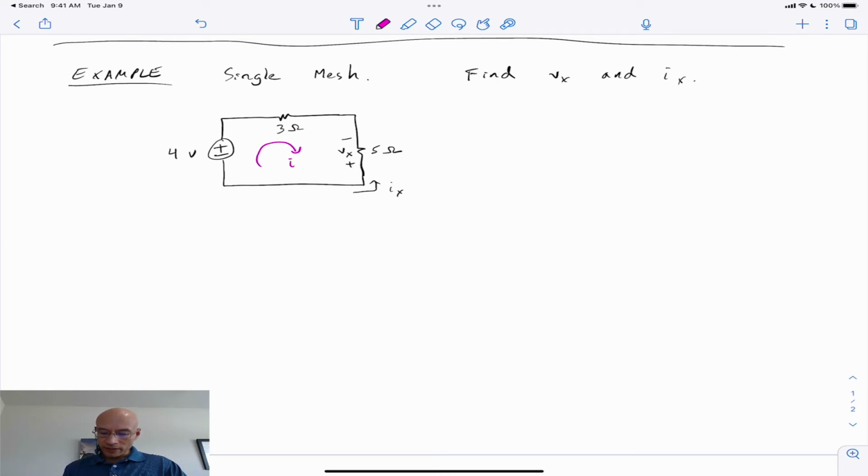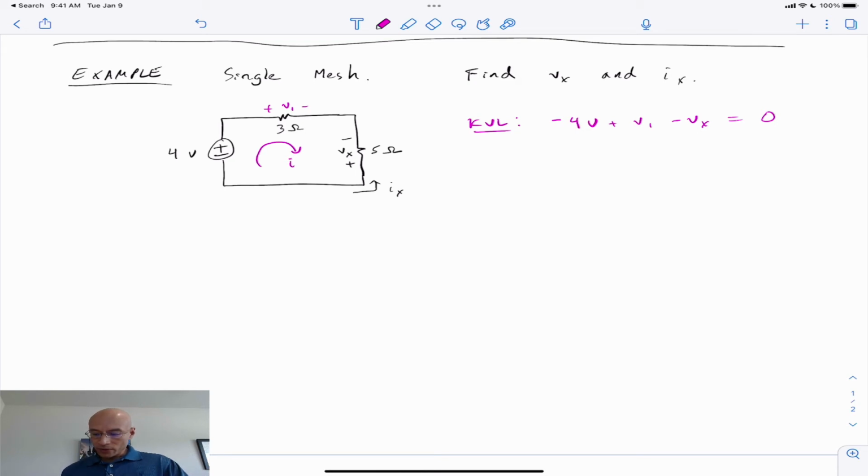So for this KVL equation, as we follow that current, if we cross the voltage source, we have a negative 4 volt drop. We might then specify a V1 for completeness, and then we have a V1 drop, and then following this current arrow, we have a negative Vx drop, and then we're back to the low side of the battery where we started, so we put 0.